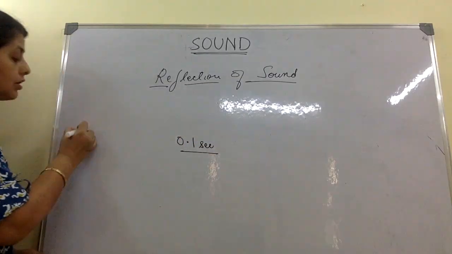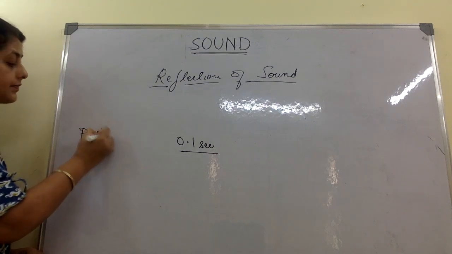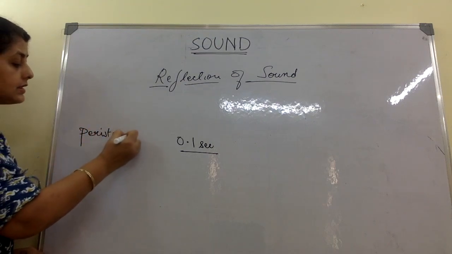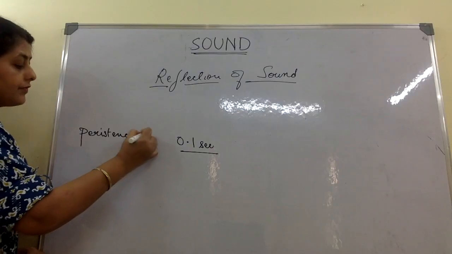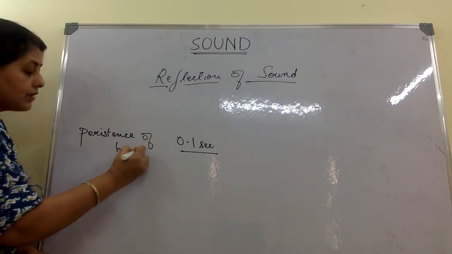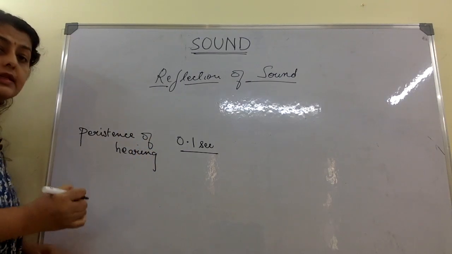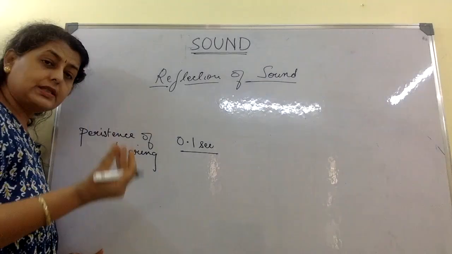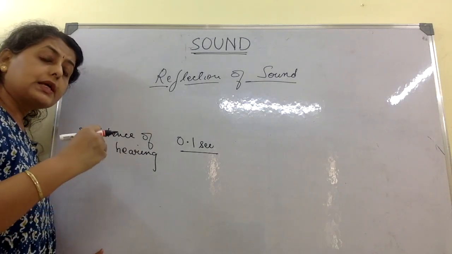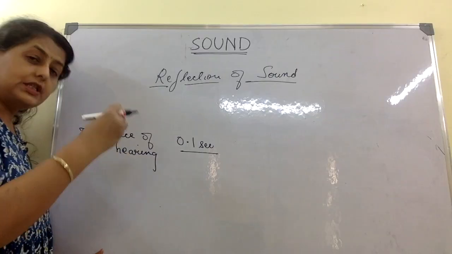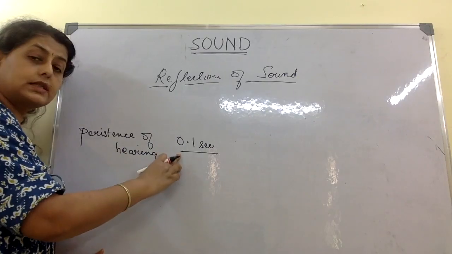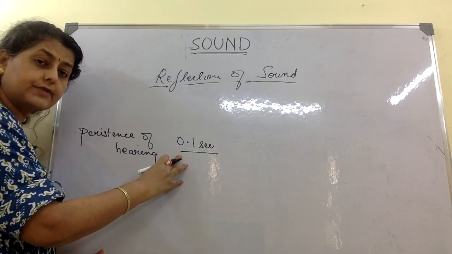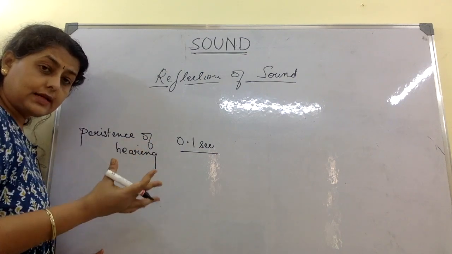This is called persistence of hearing. What is persistence of hearing? The time taken by the brain to process it. So if any other sound reaches our ear before this 0.1 second, that is 1/10 of a second, we don't understand it.